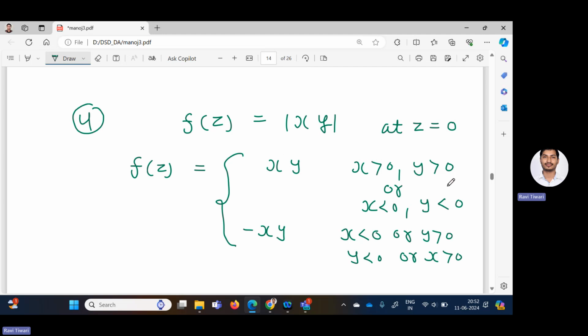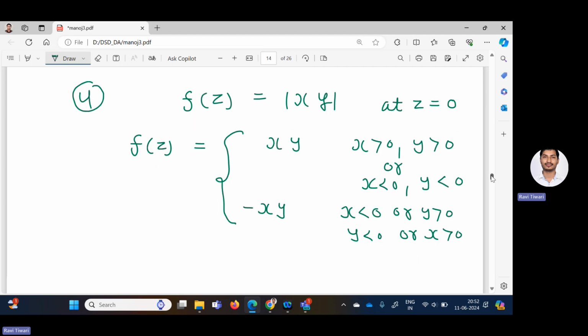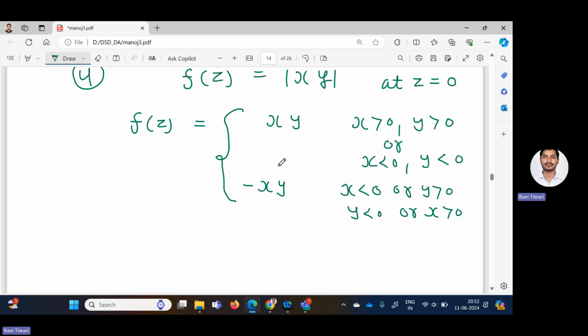Now, if I ask you, what is the real part of this function? This is the real part, because here the imaginary part is 0. So in place of f of z you can write the real part, because the real part of this function is also mod xy. So in place of f of z you can write u of x, y.